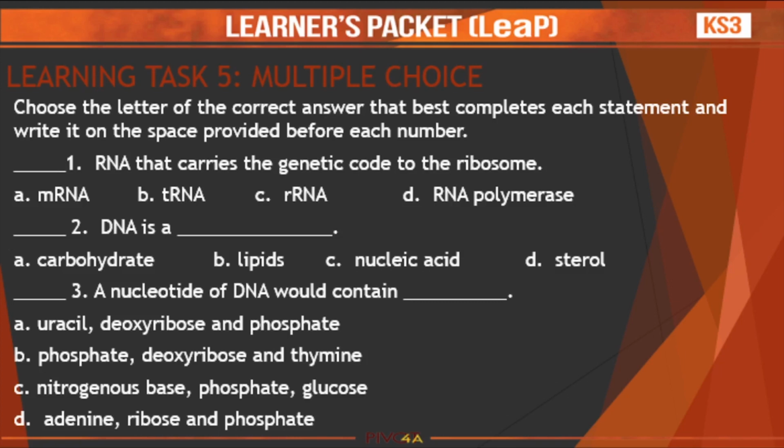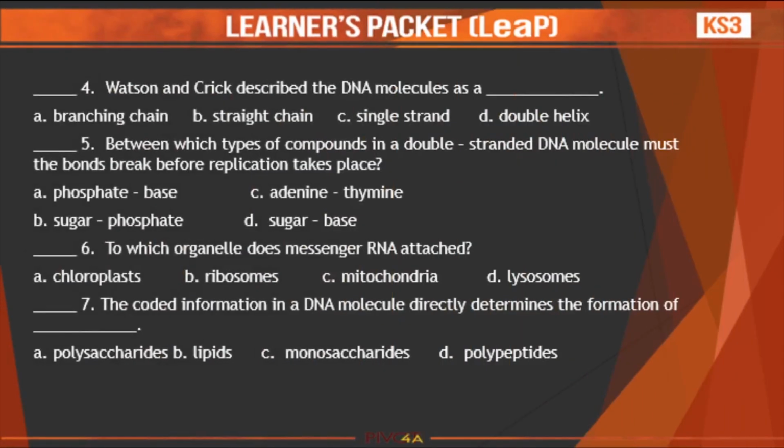Number 3, a nucleotide of DNA would contain A, uracil, deoxyribose, and phosphate, B, phosphate, deoxyribose, and thymine, C, nitrogenous base, phosphate, and glucose, D, adenine, ribose, and phosphate. Number 4, Watson and Crick described the DNA molecule as A, branching chain, B, straight chain, C, single strand, D, double helix.